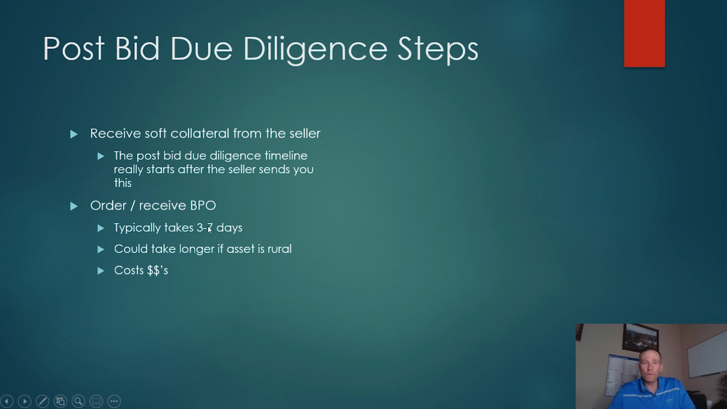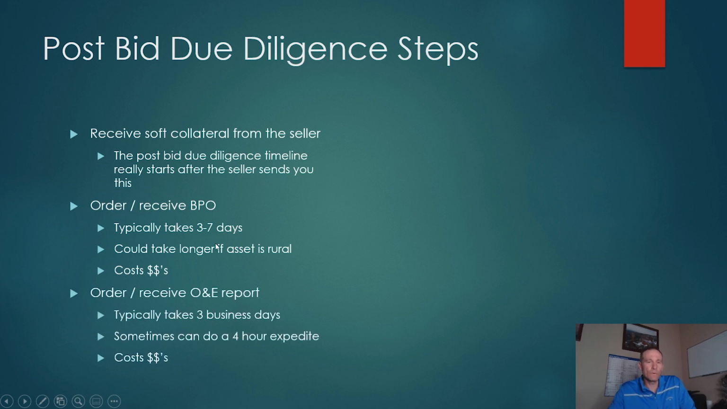We're going to have to order our BPOs. Typically, this takes 3 to 7 days, depending on what city it's in. If you're in a major metro area, you can get it a little faster. If you're in a more minor city, it may take a little longer. If you're rural, it could take a really long time sometimes. And obviously, getting a BPO is typically going to cost money.